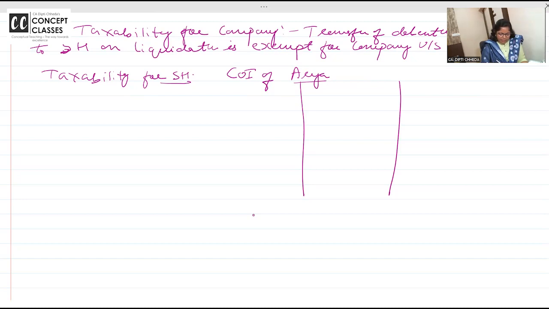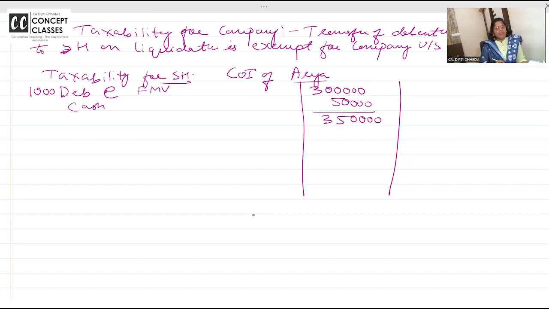1/10 share of debentures. So 1,000 debentures at the market value, and that is 3 lakh. Are you all comfortable writing with me? Cash is 5 lakh, out of which 50,000. So what does that become? 3,50,000. Nice, clear to all of you?